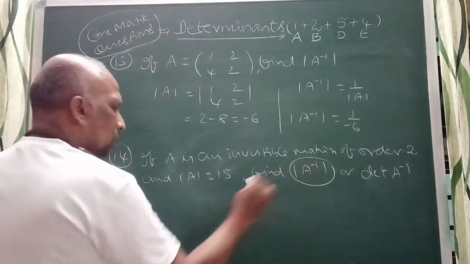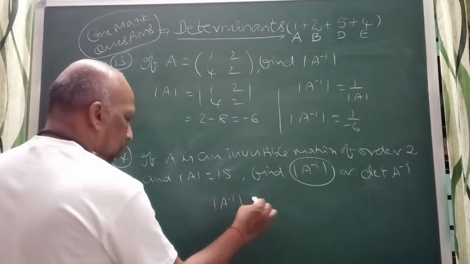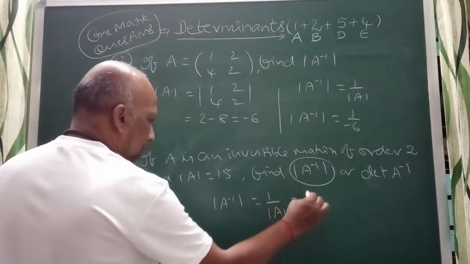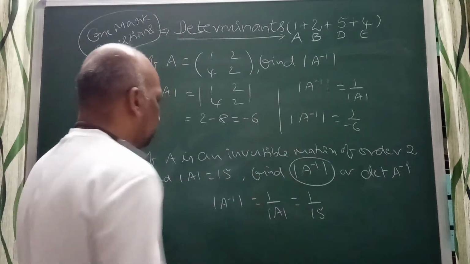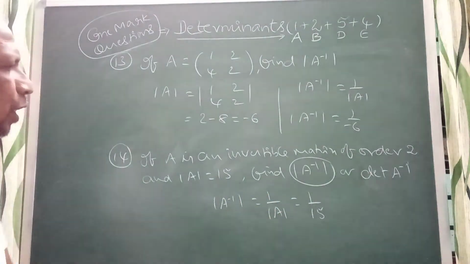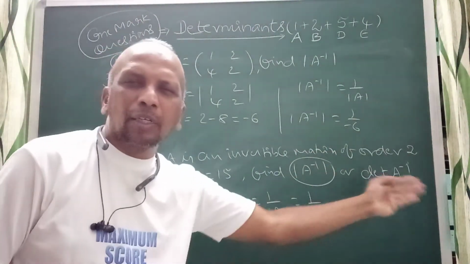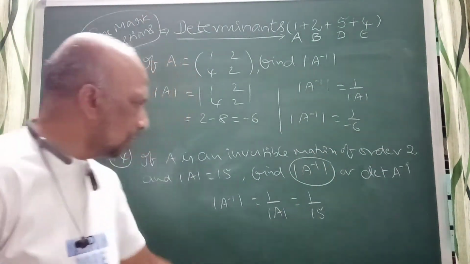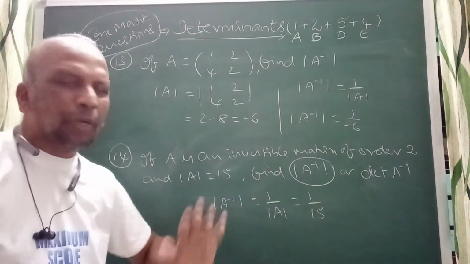So your answer is det of A inverse equal to 1 by det A, 1 by 15. Your answer is 1 by 15 irrespective of order. Even if the order is mentioned, you should not worry about that. Det of A inverse is 1 by det A, 1 by 15, is your answer.